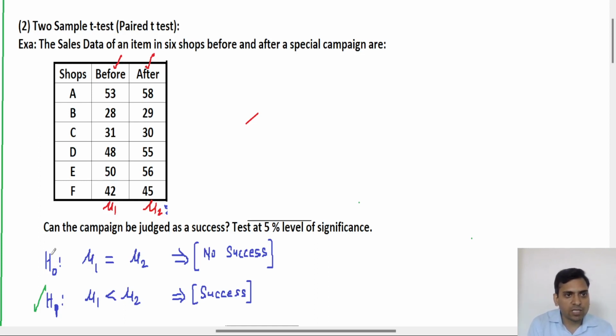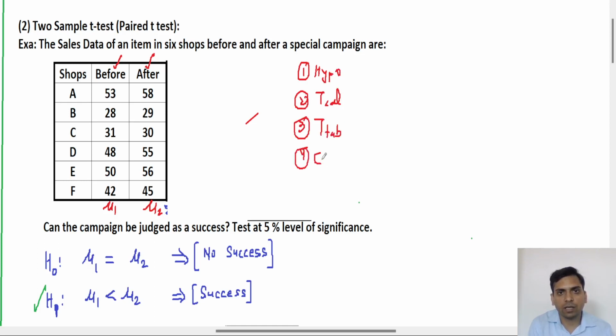So in a t-test, there are always 4 steps. First is hypothesis, second is t calculated, third is t tabulated, and fourth is comparison. So the first thing is hypothesis, and hypothesis is in two forms: first is null hypothesis and second is alternative hypothesis.